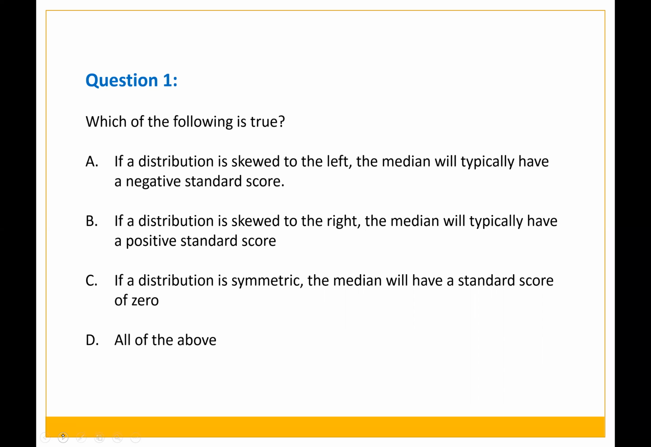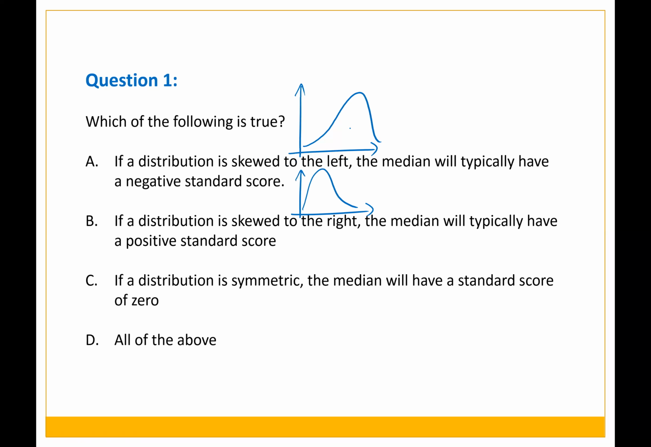If you look at the answers, most of them are related to how a distribution looks and where you have the median and the mean. So first of all, A says if a distribution is skewed to the left, the median will typically have a negative standard score. If it's skewed to the left, it's like this. And B says if it's skewed to the right, the median will typically have a negative or positive standard score. So first look at the distribution that is skewed to the left.